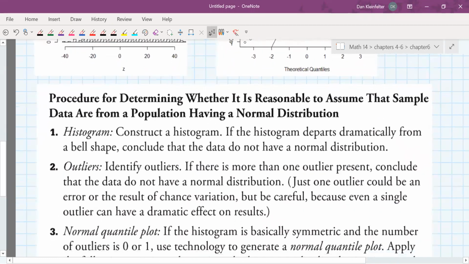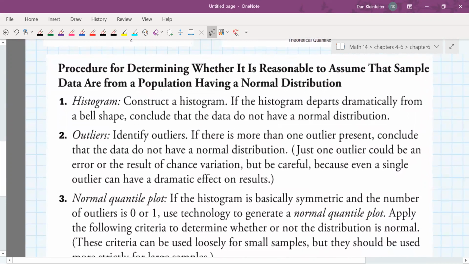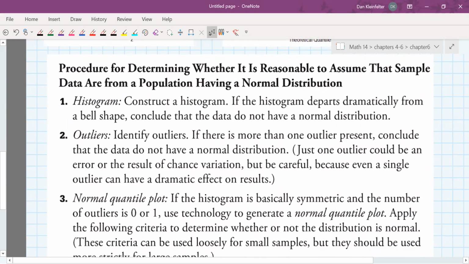So if you're getting ready to do some sort of statistical procedure and you want to know, okay, is my data from a normal population or not, here's kind of a procedure to follow. Step one would be to make a histogram. You want to start with a picture of the data you have. If it's pretty obviously not bell curve, then you can conclude the data is not really normal, and then your analysis will head in some other direction.